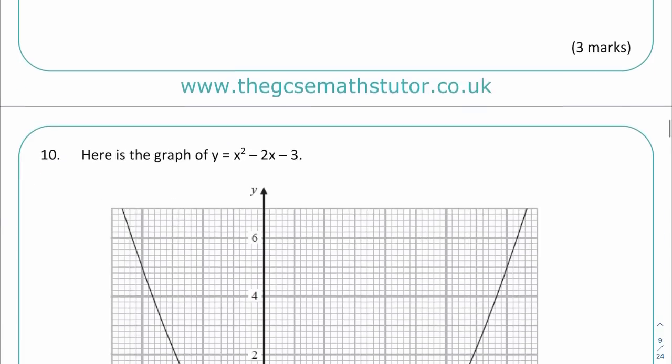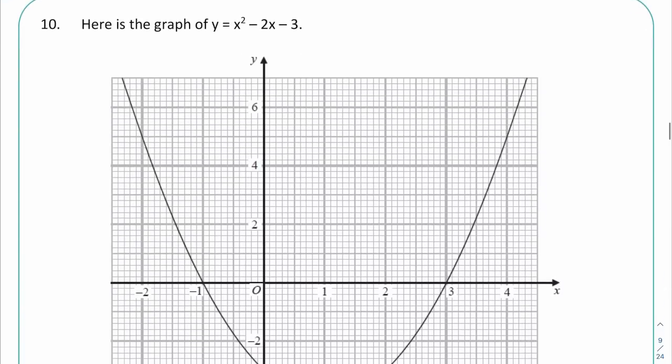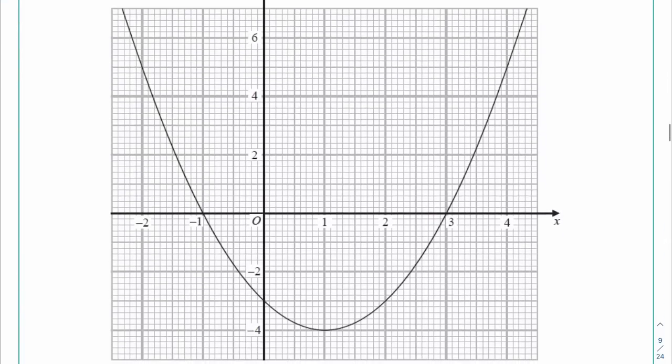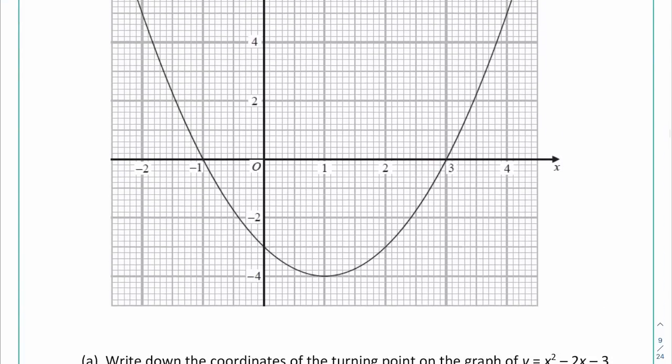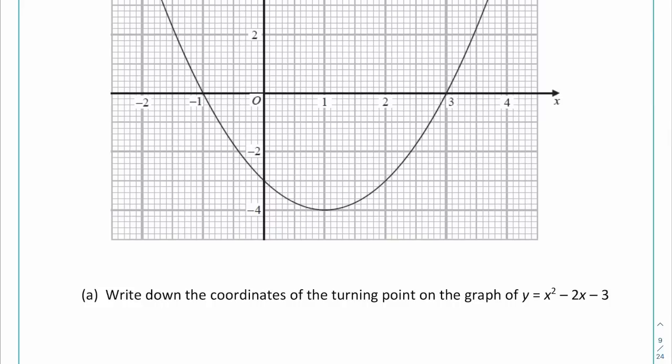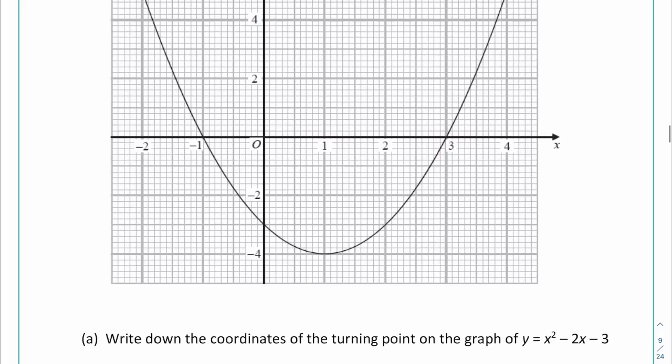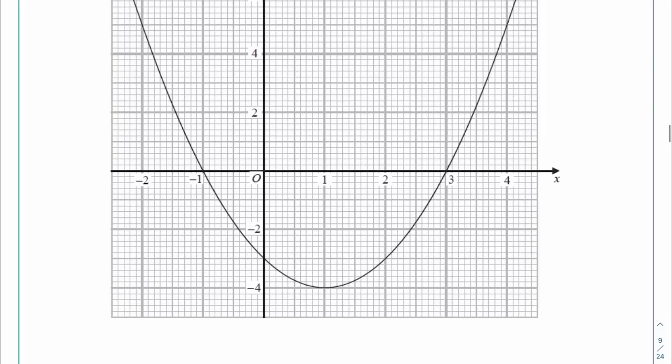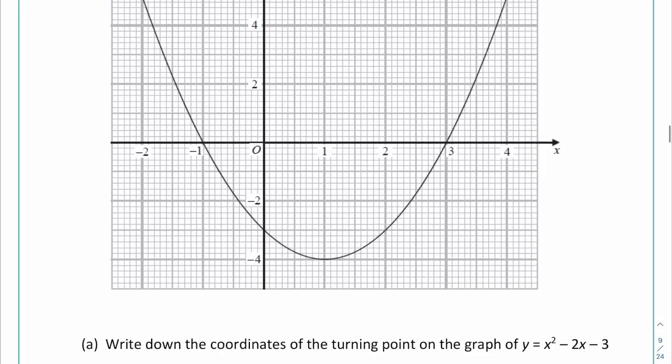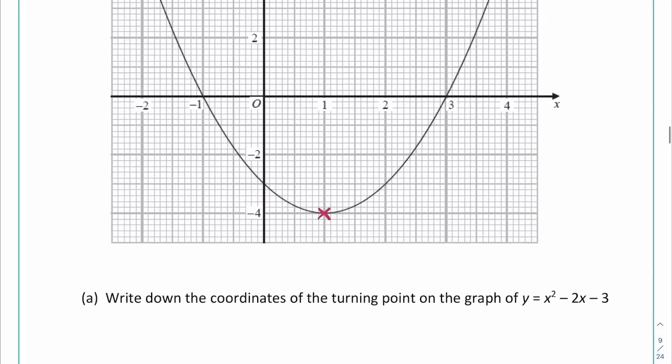Okay, so on to our next question. So here's the graph of y equals x squared minus 2x minus 3, and the graph's been drawn for us. It says write down the coordinates of the turning point on the graph, and we've got the same equation there. So it's just this graph in the actual diagram. So the turning point is the point on the graph where it stops going down and starts going up, or of course if it was a negative quadratic the other way, stops going up and starts going down. But this one here, it goes down and then slopes up. So the turning point is this particular one here.